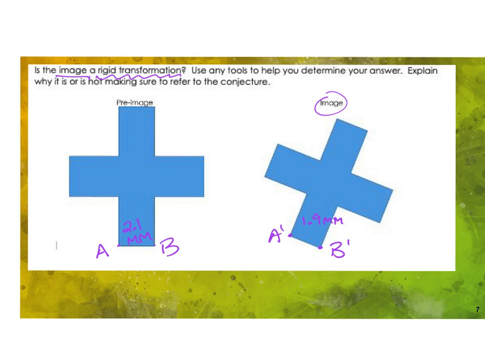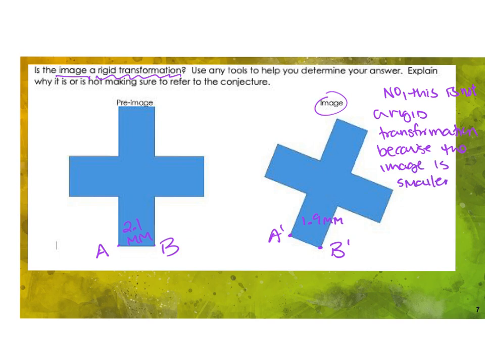So I've got to answer this in words because it's a word problem. So is it a rigid transformation? I just have to write in the space. So no. This is not a rigid transformation because the image is smaller than the pre-image. One sentence. That's all we need.